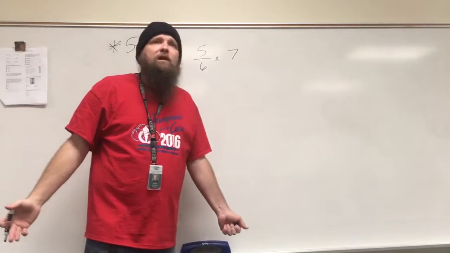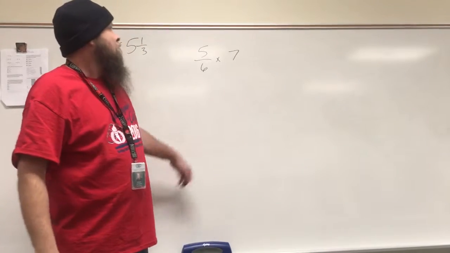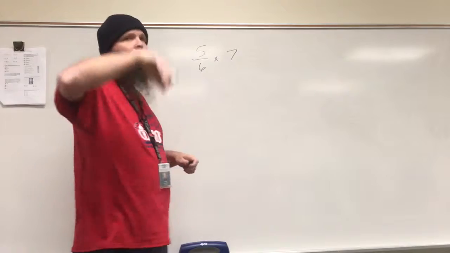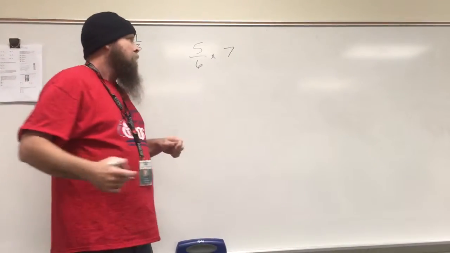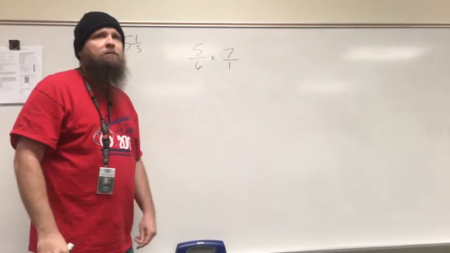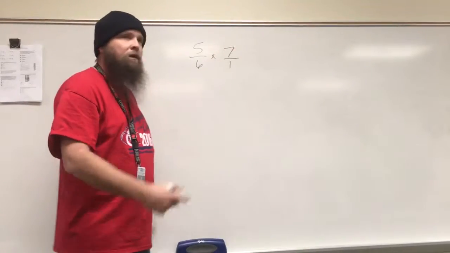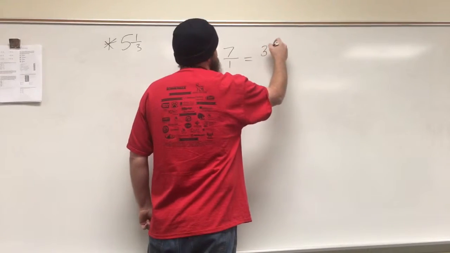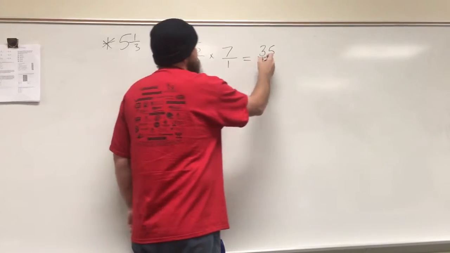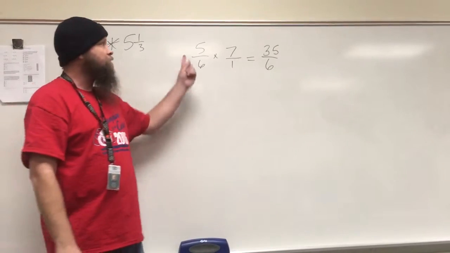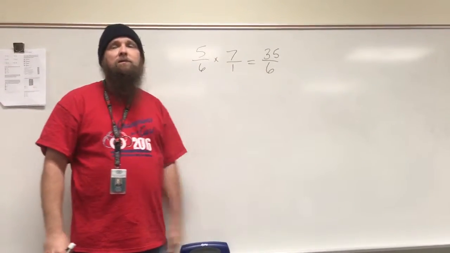If I want to see if it's correct, I could do 6 rows of 7, make my little counters, and then circle 5 of those 6 rows. So let's put 7 over 1, because that doesn't change the value. Multiply straight across. 5 times 7 is 35. 6 times 1 is 6. So I have 35/6. When multiplying fractions, you just go straight across.